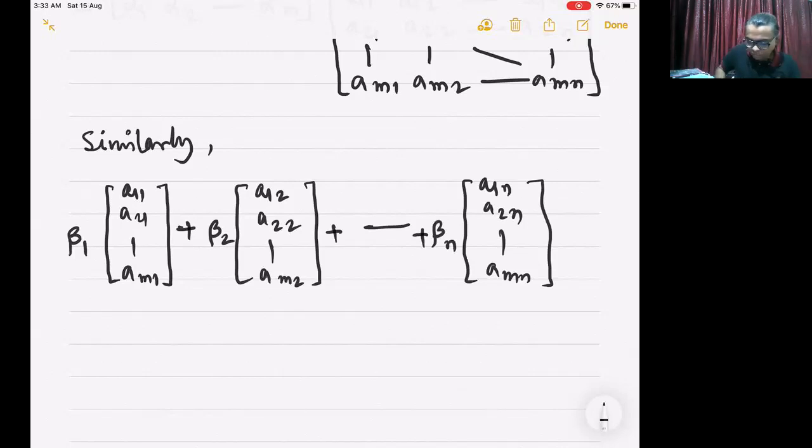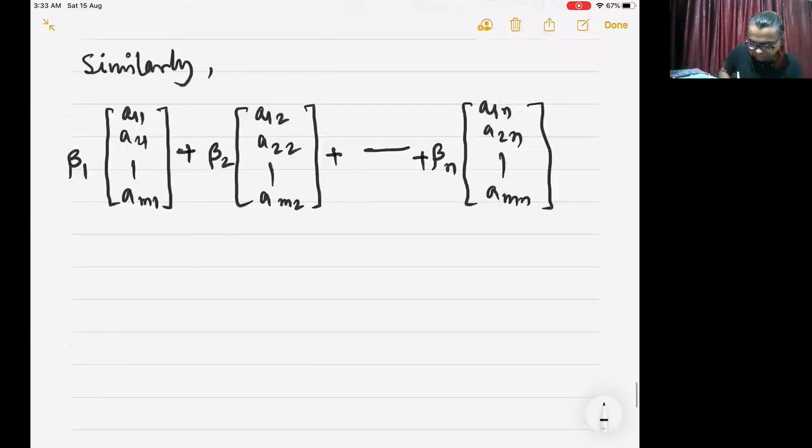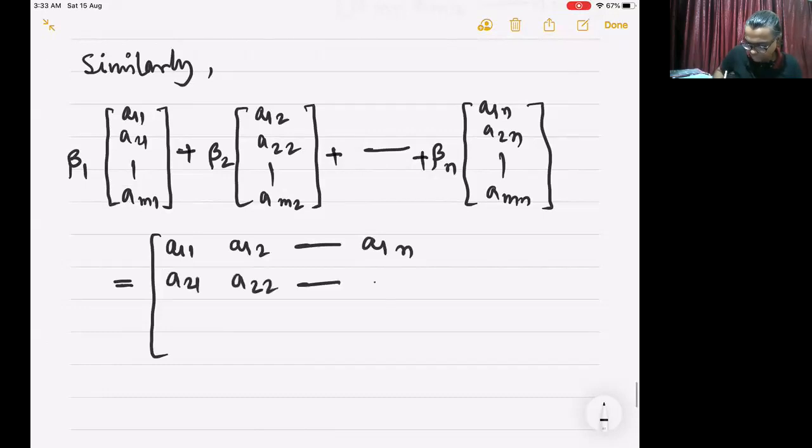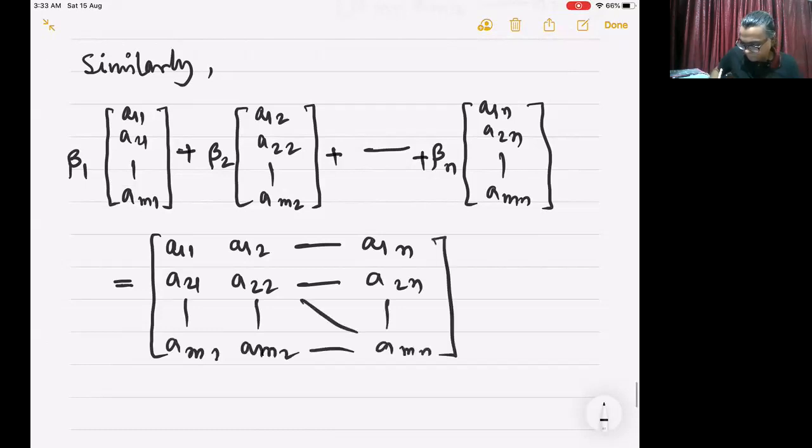This linear combination is nothing but the matrix with rows a11, a12, dot dot dot a1n, a21, a22, dot dot dot up to a2n, up to am1, am2, dot dot dot amn, multiplying this column, beta 1, beta 2, dot dot dot up to beta n. So linear combination of columns is nothing but right multiplication of a matrix by a column vector.